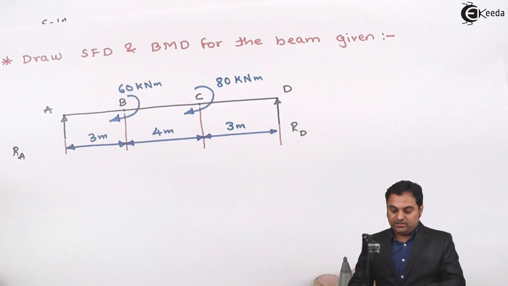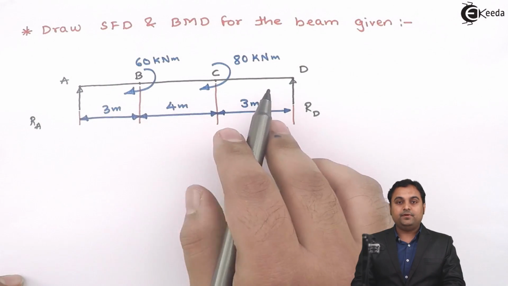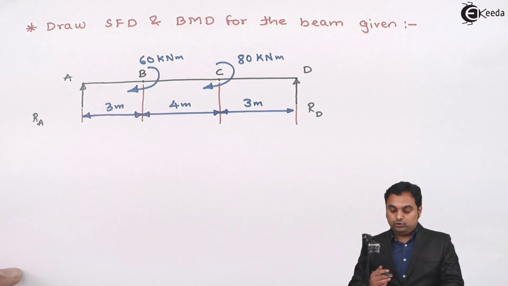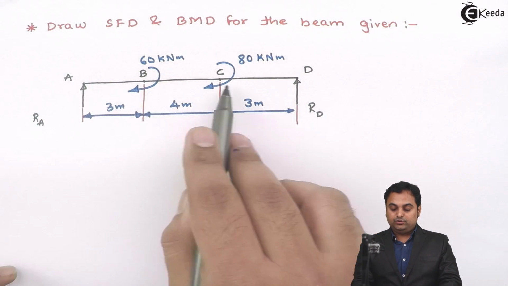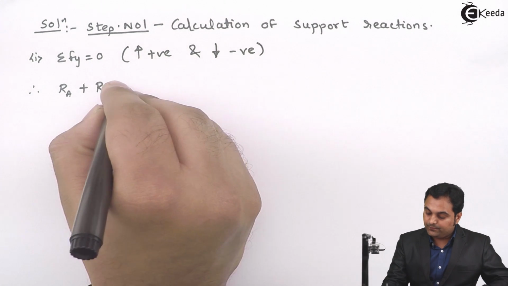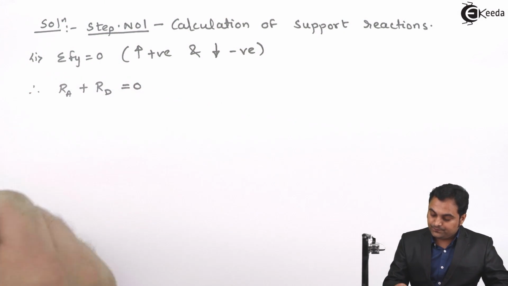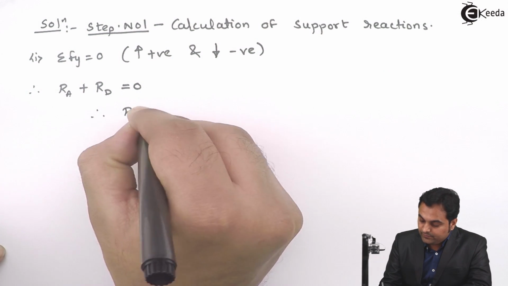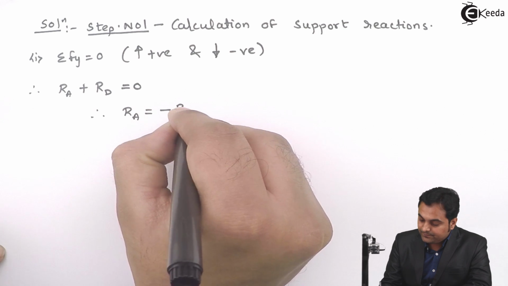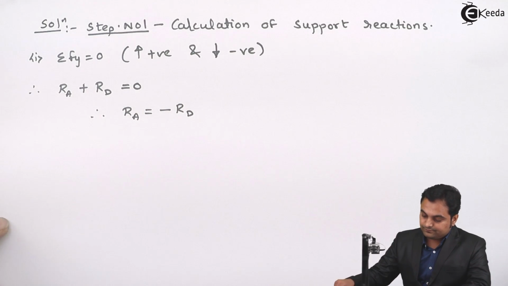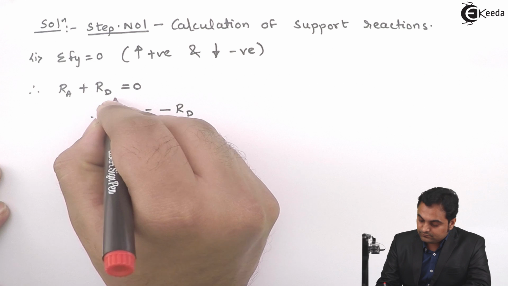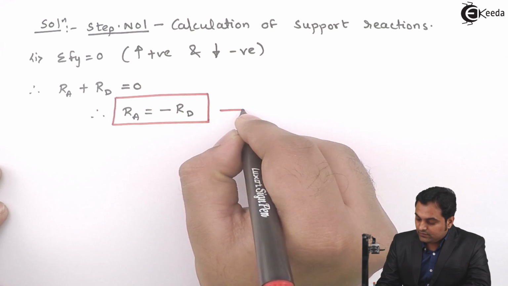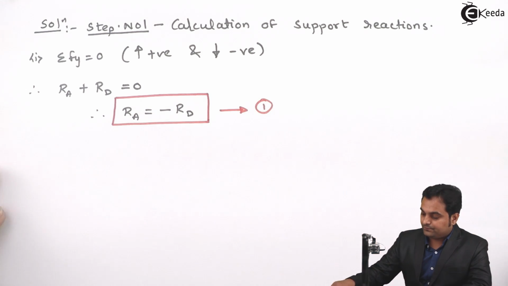Now, there are no vertical forces over the beam. Only couple is there, no forces, no UDL, no point load, no UVL. So I'll say that the total amount of loading here is equal to 0. No vertical forces. So therefore, Ra will be equal to minus of Rd. This will be equation number 1.